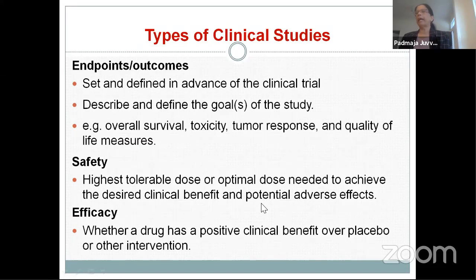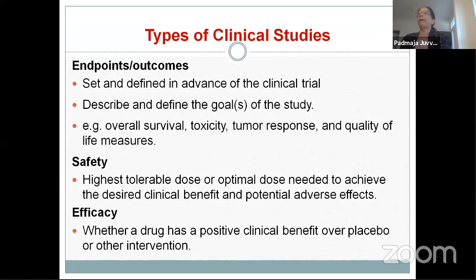Again, the endpoints and the outcomes of the clinical trial need to be set and defined in advance. So our IND clearly mentions what kind of outcome you are expecting. What is your primary endpoint? What is your secondary endpoint? And what are your exploratory endpoints? When I say primary, secondary, and exploratory, you determine, for example, if the drug is being used for COPD, what is the endpoint?